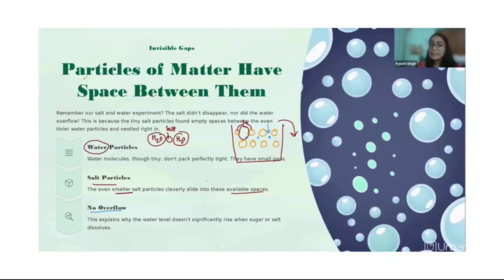Another characteristic of matter is that the particles of matter have space between them. They can have very large spaces, moderate spaces, or very closely packed particles. According to the arrangement of the particles, we decide the state of matter, whether it is going to be a solid, a liquid, or a gas. We'll see this in later classes as well.